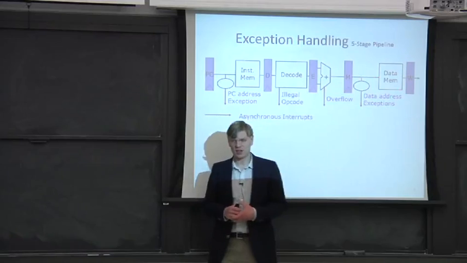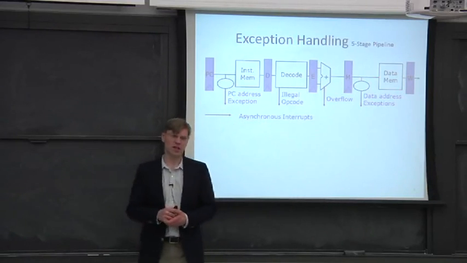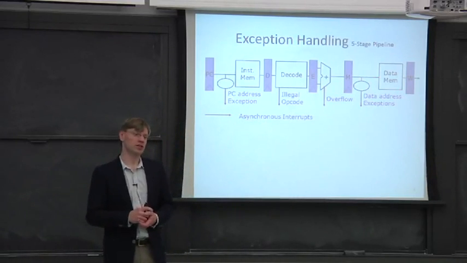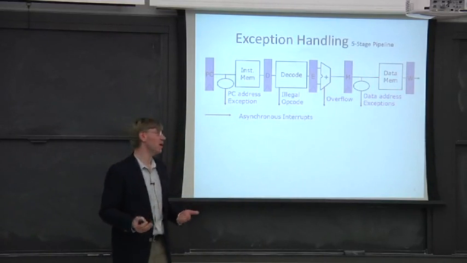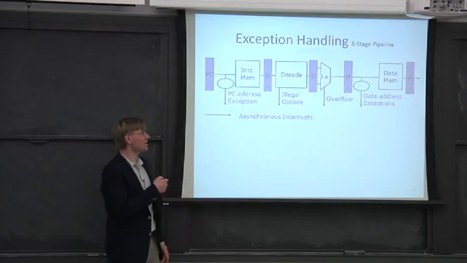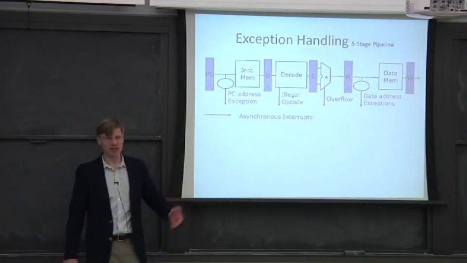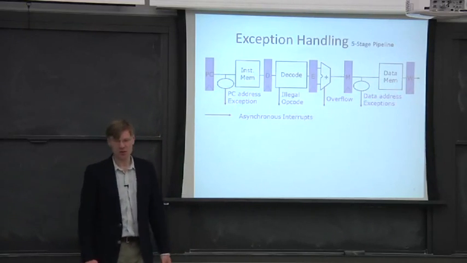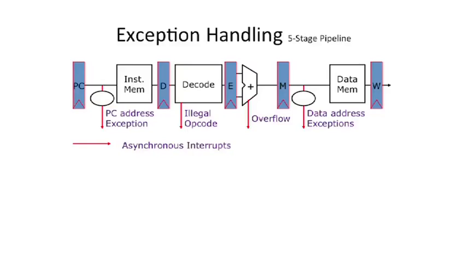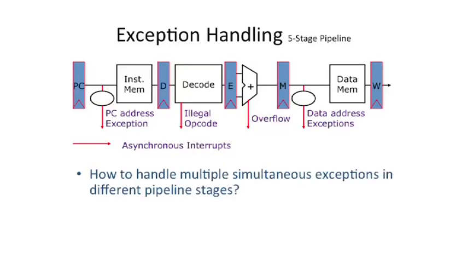Data address exceptions. Well, this could be if, let's say, you have an unmapped memory address, or you do an unaligned load or store. So basically every stage of your pipe here can be generating some form of interrupt. And then there's also asynchronous interrupts, which we haven't drawn yet. OK, so a good first question here is how do we handle multiple simultaneous interrupts in different pipeline stages happening all at the same time?